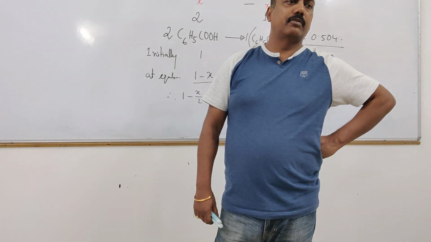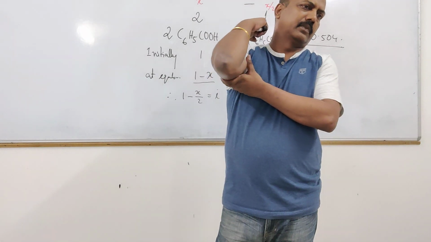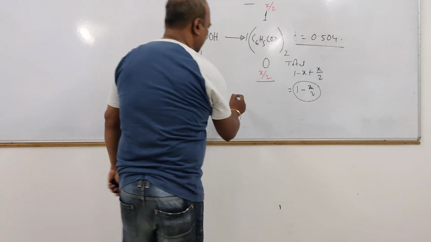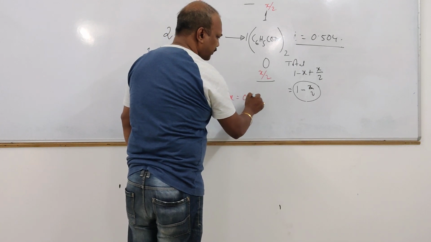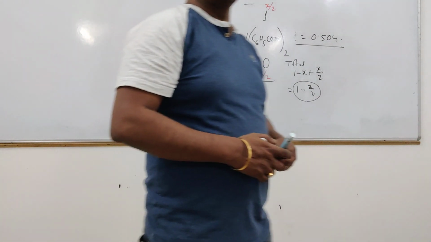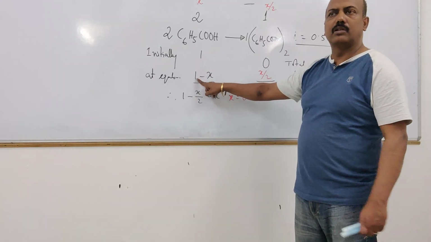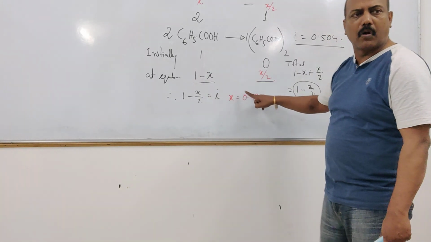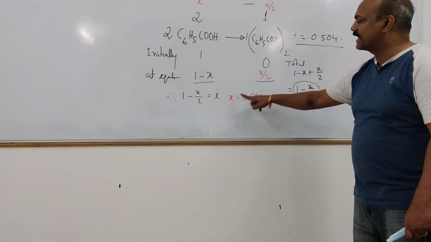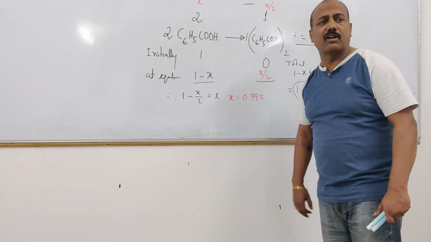Tell me, are you saying something? Tell me, how much? x is equal to 0.992. Okay. So what is the meaning of this? Out of 1 mole, 0.992 moles is undergoing association. What is this x? This x is the degree of association. That is called degree of association.